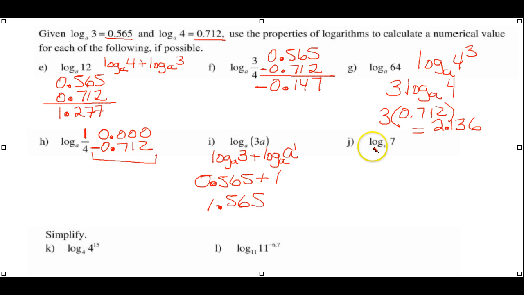Okay, now as we look at this one, log base A of 7. Now, do we have any values for 7? Well, theoretically you could say it's 1 times 7, but we don't have values for that up there. So this is one where the value cannot be found.